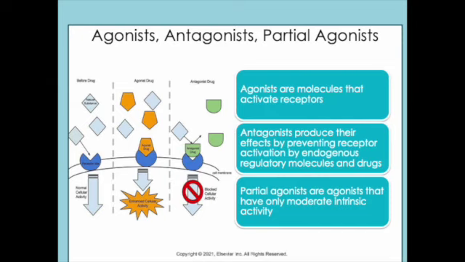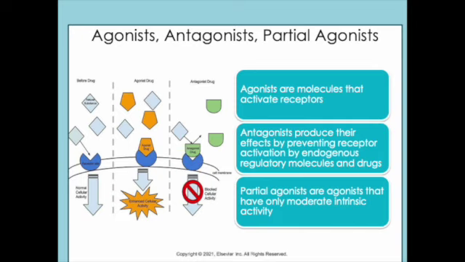So we have to understand the terminology: an agonist, an antagonist, and what is a partial agonist. We already learned that drugs bind to receptors and they can do one of two things. They can either mimic the action of an endogenous regulator or they can block the action of the endogenous regulatory molecule. The drugs that mimic the body's own regulatory molecules are called agonists. But those that block the action of endogenous regulatory molecules are called antagonists. So if they mimic, they're agonists, and if they block, they're antagonists.